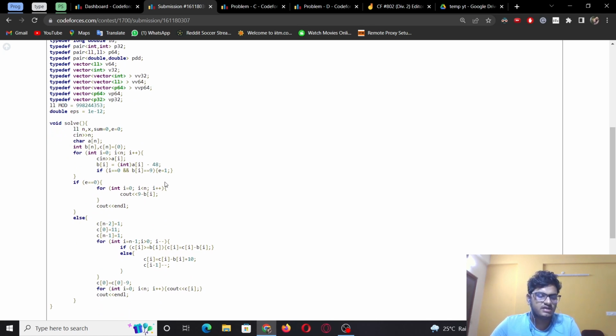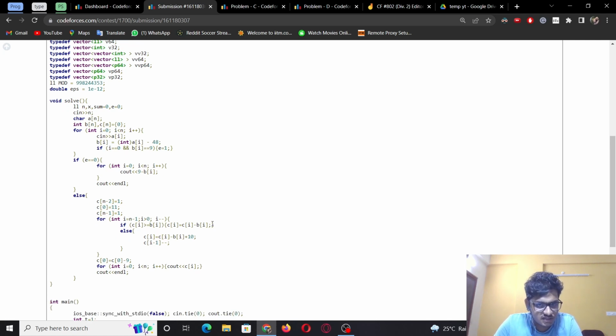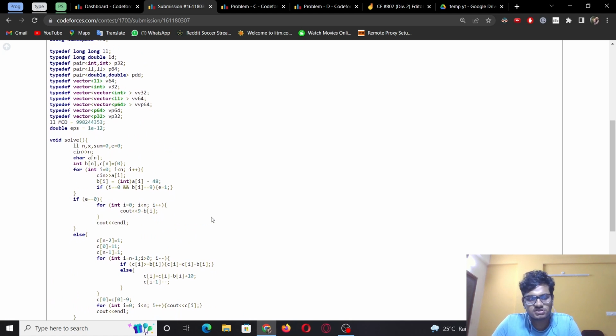However, if the first digit is 9, E is 1, which is our unlucky case, so we have created this C. C is the array that we'll subtract from. As you can see, the first element is 11, all the middle ones have been initialized to 0, and the last and second last ones are 1. Then we have applied the simple fact that if it's greater, then we can simply subtract. If it's less, then we are doing carryover, which is the simple subtraction rule. The first digit we have handled separately, and then we have just output C of i, and that pretty much sums up problem B.